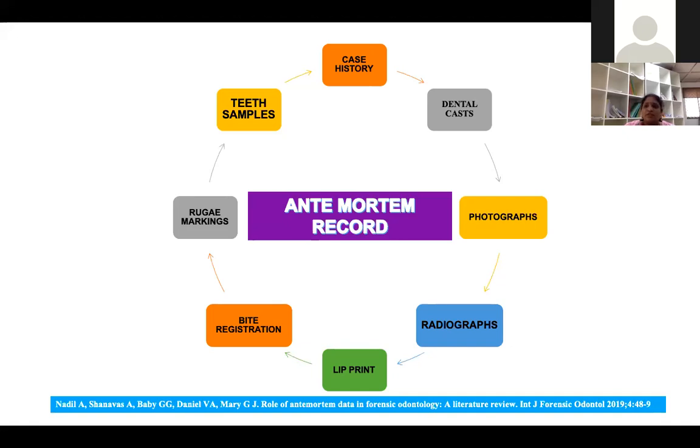The photographs of the patient, both intraoral and extraoral radiographs, along with lip prints and bite registrations, the rugae markings, which can be obtained from the photographs as well as from the dental cast, and the extracted teeth samples can also be preserved. All these serve as different forms of antemortem record, which may be useful in future in comparing with a postmortem, and even when an individual is hiding his identity, to identify the suspects in crime scenes.